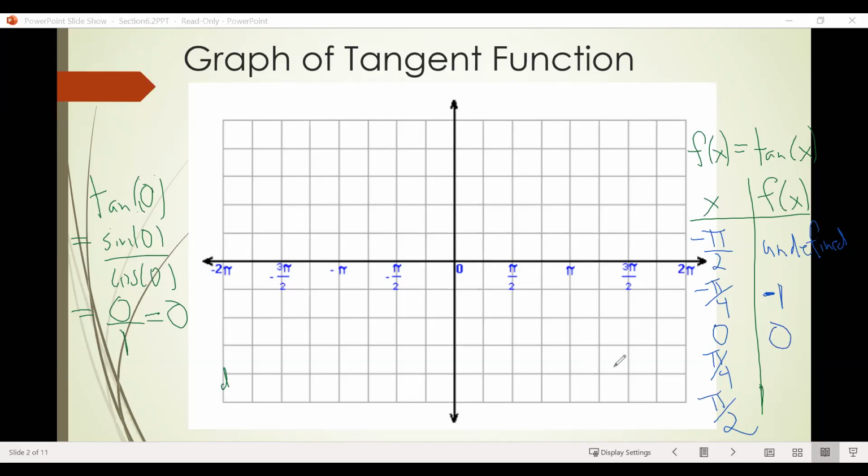Now I'm not going to go through the next two for the interest of time, but you can double check me that when we input pi over 4 into the tangent function, we get 1, and when we input pi over 2, we get undefined again.